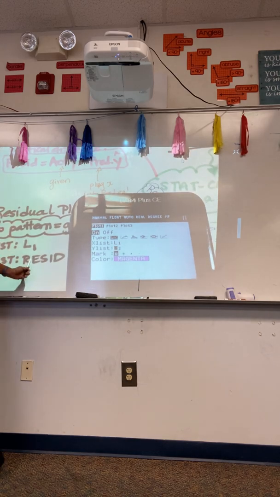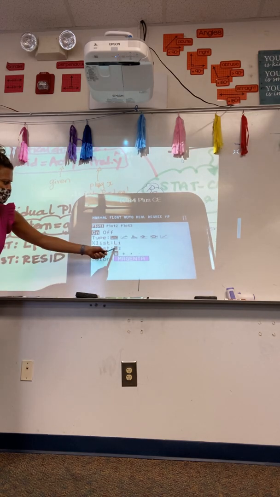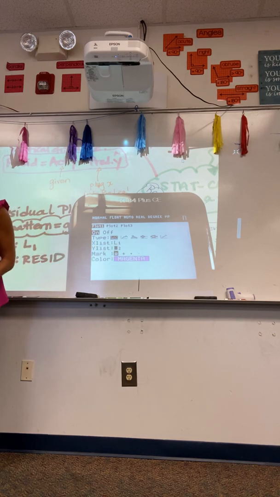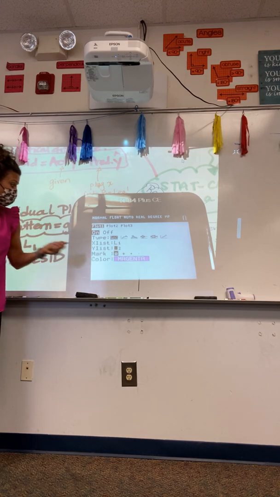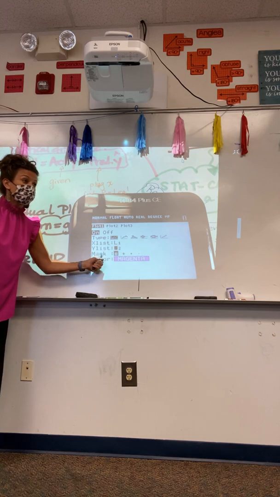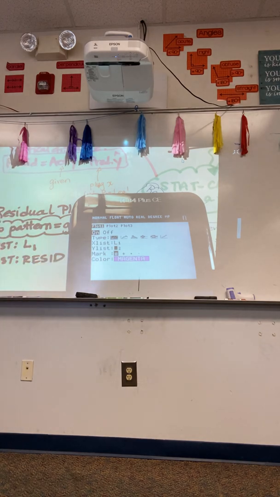Where do I go to get that resid thing again? Where did you find it before? List. It is a list. It says Y list, so you just press the list key again. And go all the way down. And it should say L1, resid. Got it? Zoom 9.